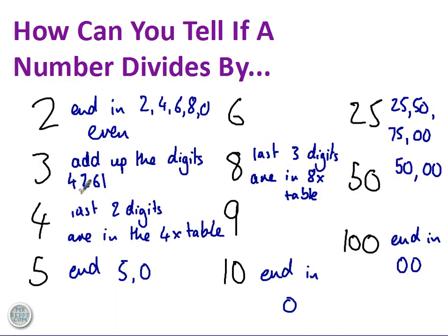To find out, add up the digits. 4 plus 2 plus 6 plus 1. When you add those together, you get 13. Is 13 in the 3 times table? No, it's not. So in that case, 4,261 is not in the 3 times table. What do I need to change? I need to change something very slightly. What about if I change this into 4,260? 4 plus 2 plus 6 plus 0 adds up to 12 this time. 12 is in the 3 times table, so 4,260 is also in the 3 times table. It's that simple.